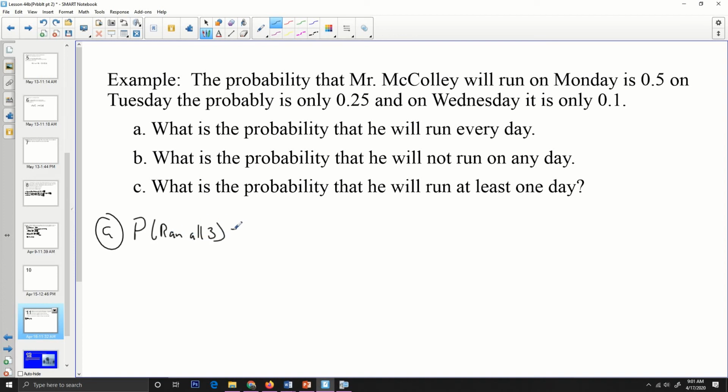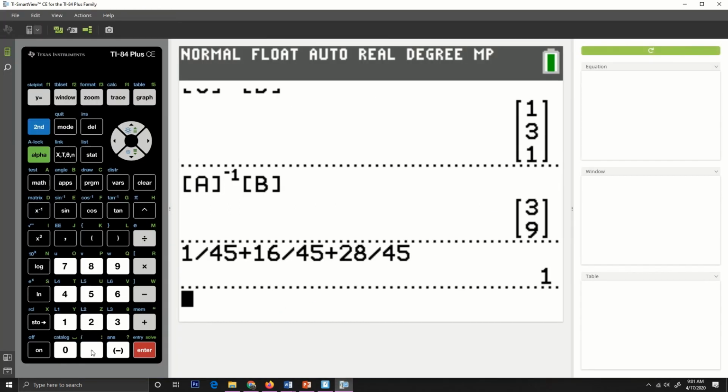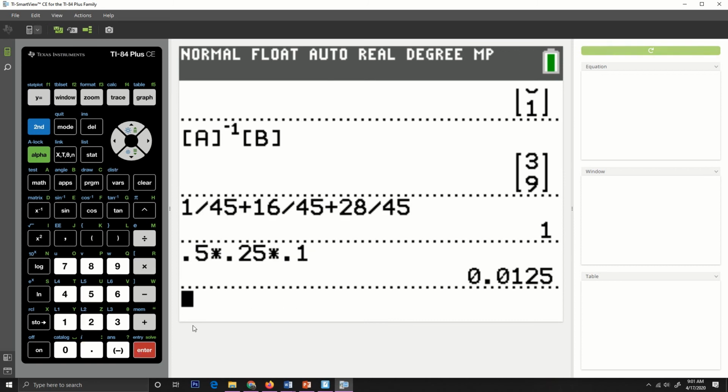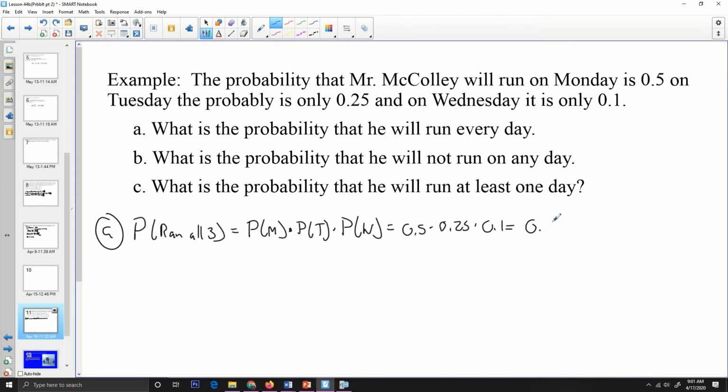So the probability of running all 3, well, that's just going to be the probability of Monday times the probability on Tuesday times the probability on Wednesday, which will be 0.05, or no, excuse me, it's 0.5. Probability on Monday is 0.5 times 0.25 times 0.1. I'm not even going to guess at that. So 0.5 times 0.25 times 0.1 is 0.0125, so 1.25% chance that I will run on all 3 days. That's not very good.